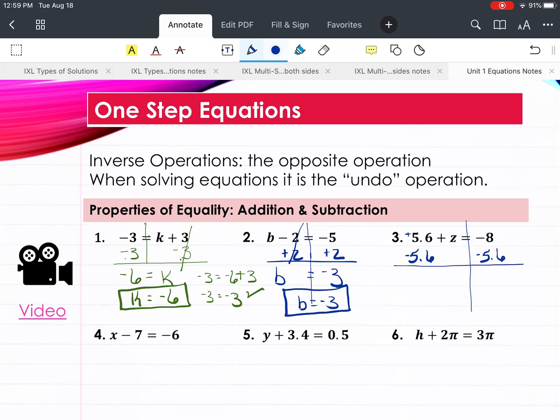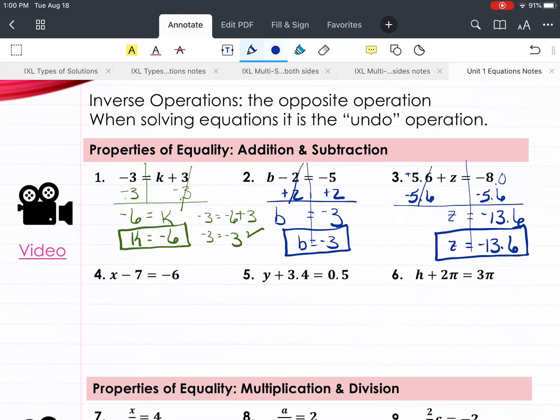So the positive 5.6 and a negative 5.6, that's what I undid. That was my undo. I'm going to bring down the z. I'm going to bring down the equals. And negative 8 and negative 5.6, when I combine them, I'm adding them together. They're both negative. So same signs just means that they're going to be more negative. So negative 8, or 8 plus 5.6 would be, that's right, 13.6. So my final answer, z equals negative 13.6.